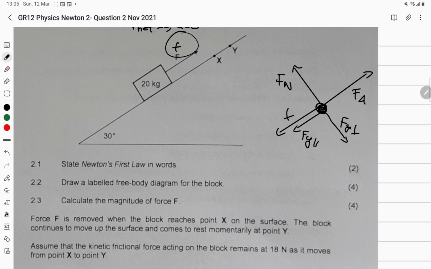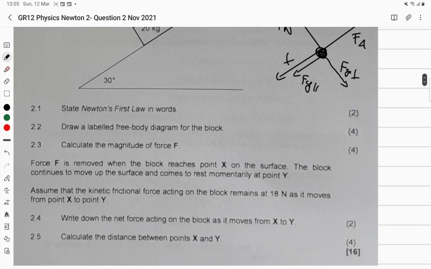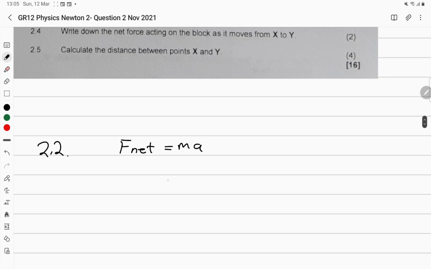Okay, the next question then is 2.3. Calculate the magnitude of force F. So what is the magnitude of the applied force? Let me set this up quickly. Right, so we write down our Newton 2 equation. F net is ma, and because a is 0, F net is 0. Now we have to break up that F net into its component forms.